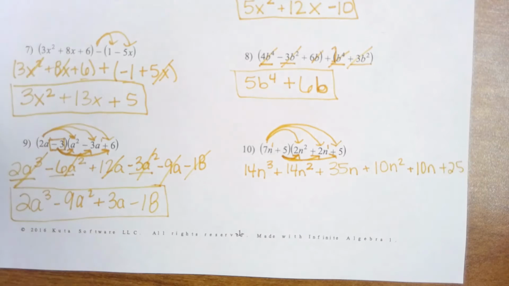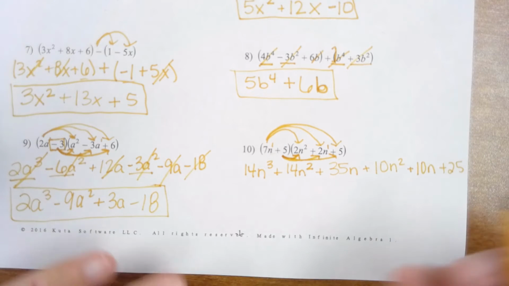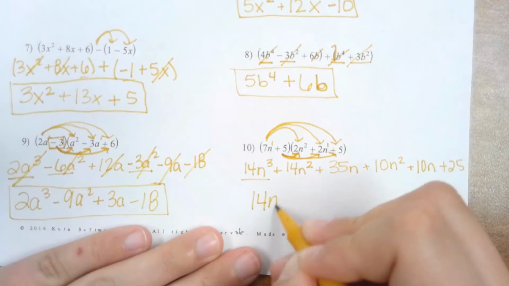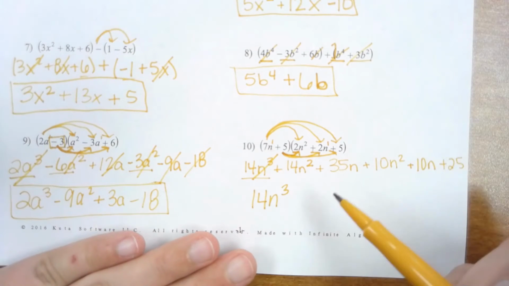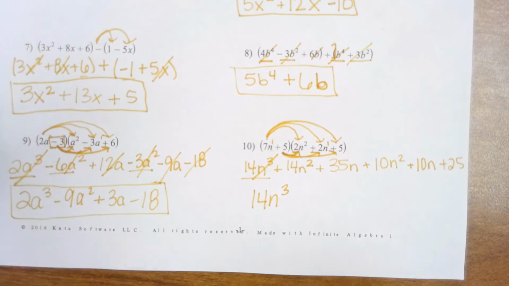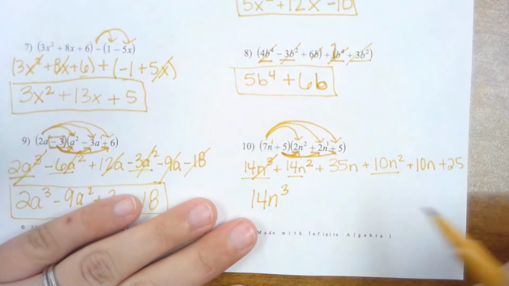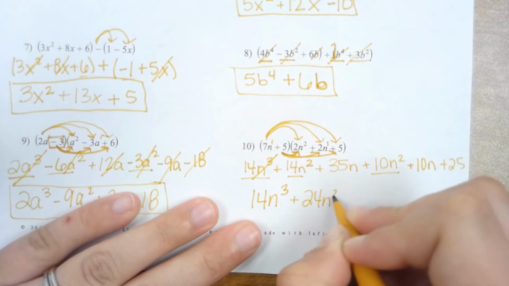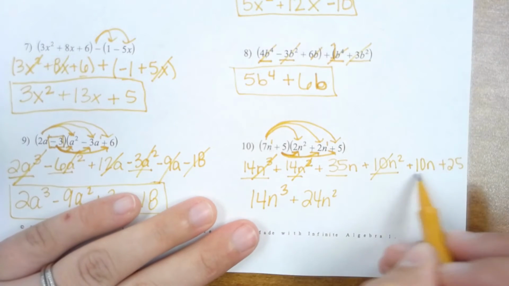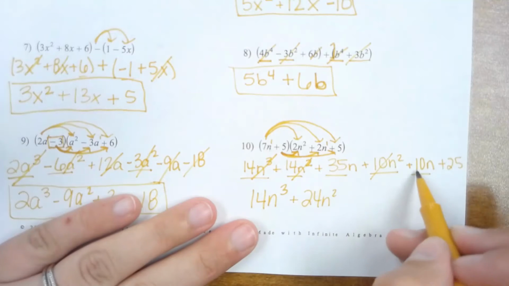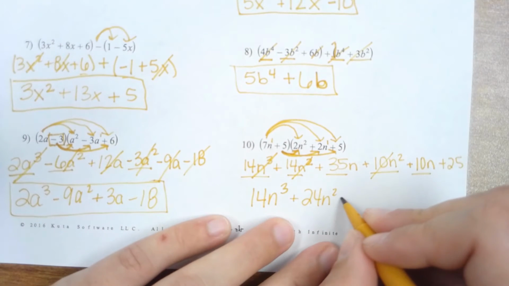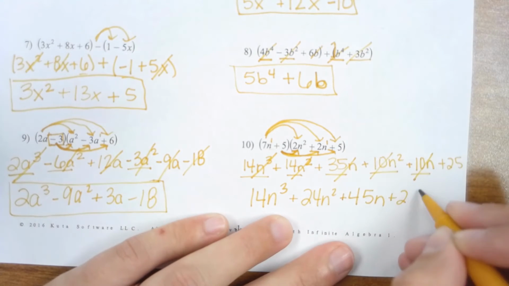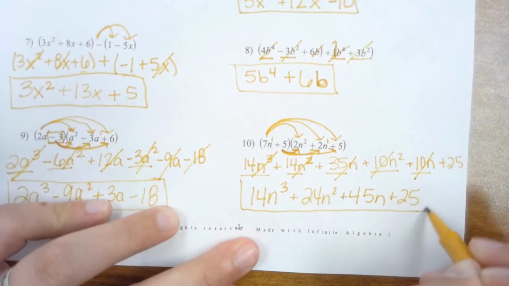Okay, so after you do the distributive property, we're just going to combine like terms like normal. So I only see one n cubed, so that is going to stay 14n cubed to begin with, to write it in standard form. I see two n squared terms that I can combine together, so 14 plus 10 would give me 24n squared. I see two n terms that I can combine together, so 35 plus 10 is 45n. And then my last term is just that constant that I'm going to add on at the end. So that is my final answer.